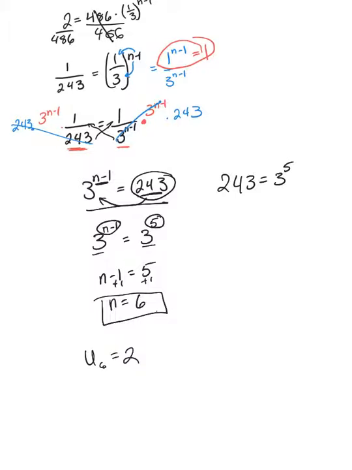Only thing else I can say is you could have figured this part out in your head. 3 to the n minus 1 is the same thing as 3 to the 5. So n must be 6 if it's going to be the same thing as 5.